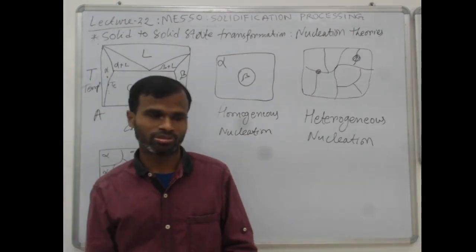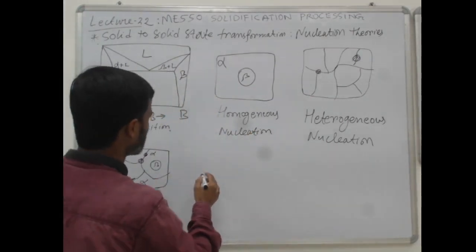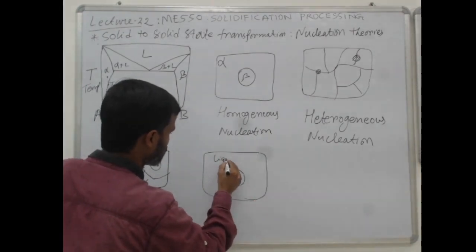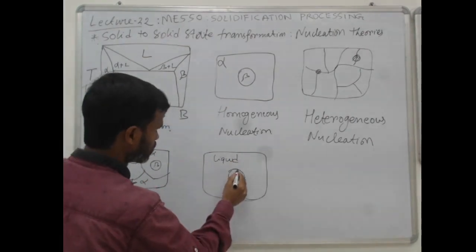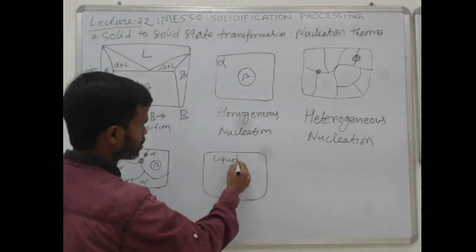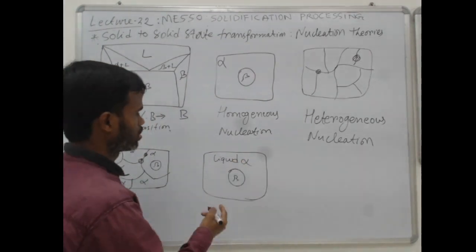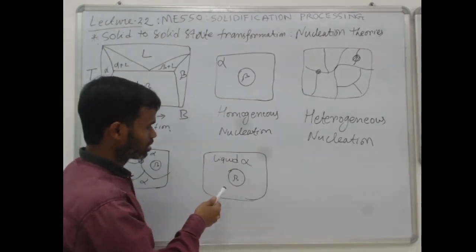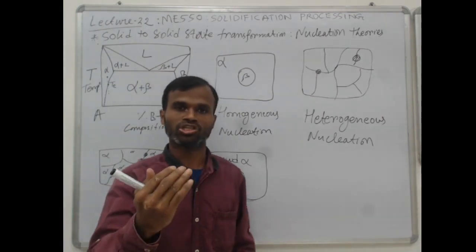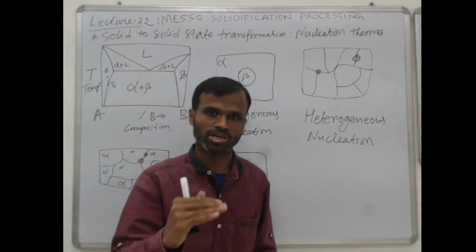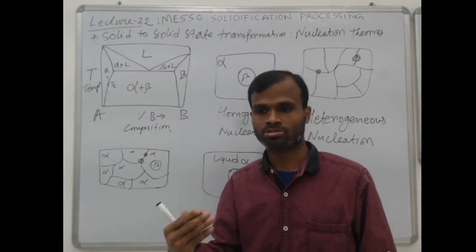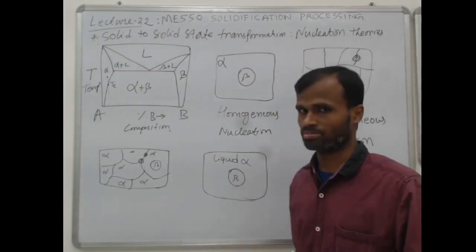So what happens if a solid phase nucleates inside a liquid? Say the beta phase nucleates inside a liquid alpha, we are assuming. What will happen the moment the beta phase is nucleated? Because of the change in phase, there will be some free energy change. Because of the creation of the surface, there will be some addition of surface free energy into the system.